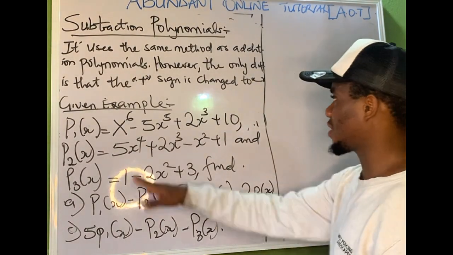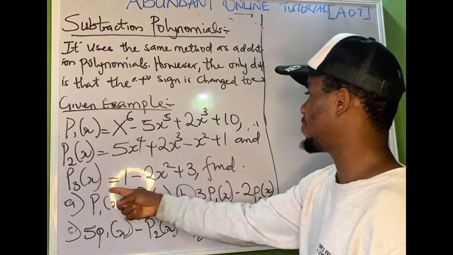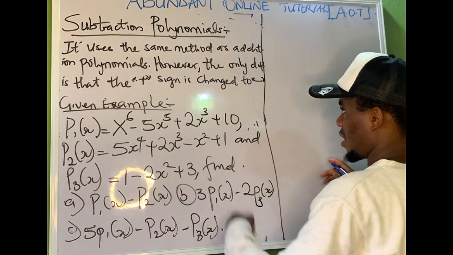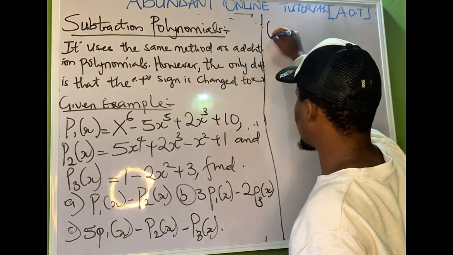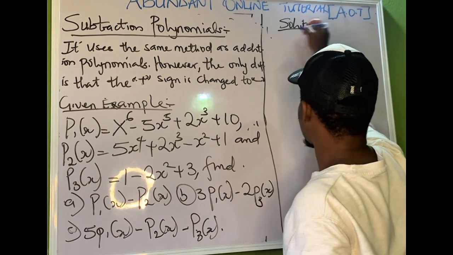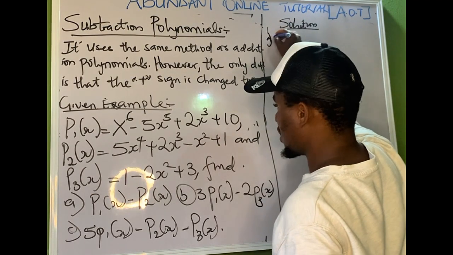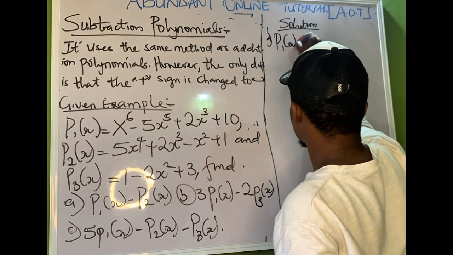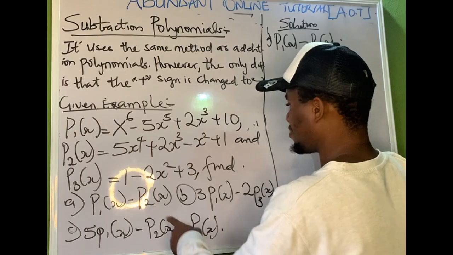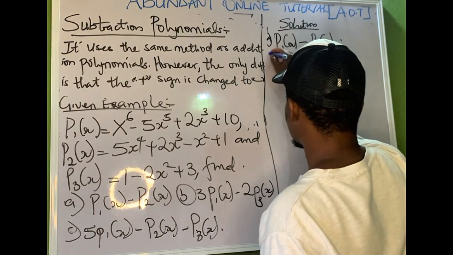So the question: we are given p1, p2, and p3, and we are asked what? p1 of x minus p2 of x. Let me first say solution. It says p1 of x minus p2 of x. So we open our brackets.